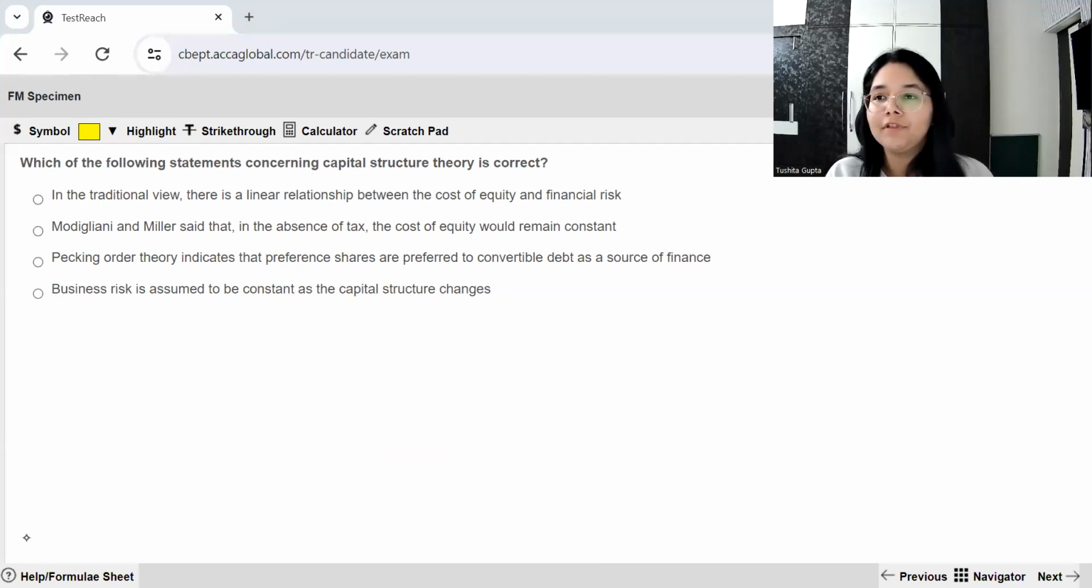Now we are left with the last statement, which has to be the answer, because one statement has to be correct. Now let's understand why this is correct. So business risk is assumed to be constant as the capital structure changes. So business risk, exactly, let's understand what business risk is. Business risk basically means the risk which is inherent due to the nature of the business, like the business that you do. For example, I work in, let's suppose, the cement industry, or let's suppose in a refinery.